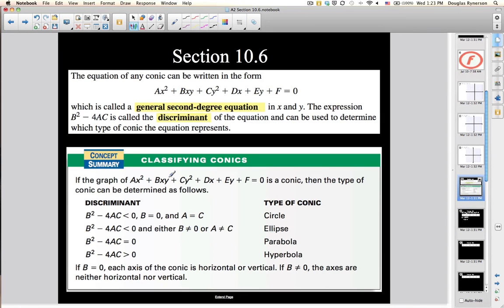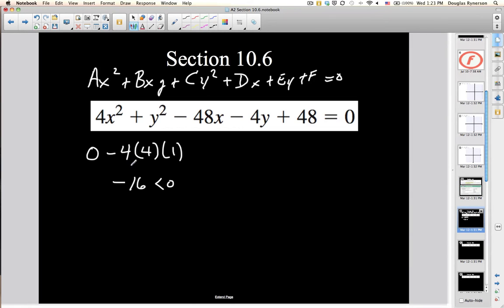So if I go back, I can see that when it's less than 0, this is either a circle or an ellipse. And I need to determine, was a equal to c? Well, a was 4 and c was 1, so they're not equal. A is not equal to c, so this would be an ellipse. Right? So classifying conics is just evaluating the conic and finding out which of the shapes it is.